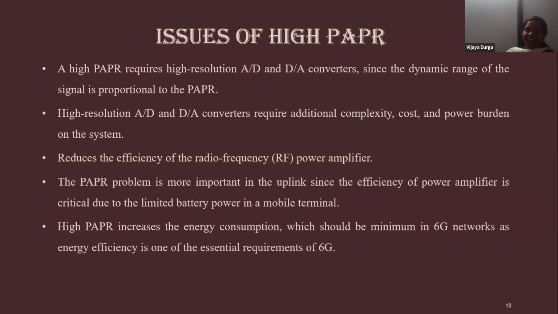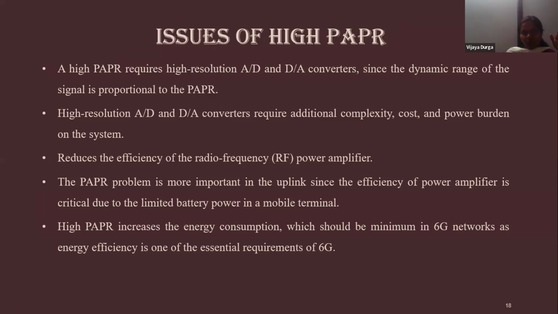But to get high data rates, we need to go for multi-carrier systems. So OFDM is also a multi-carrier system. OFDM also suffers from high PAPR. In general, the typical value for OFDM is 12 dB. So what is PAPR first? Peak to average power ratio. As the name implies, it is a ratio of the peak power to the average power.